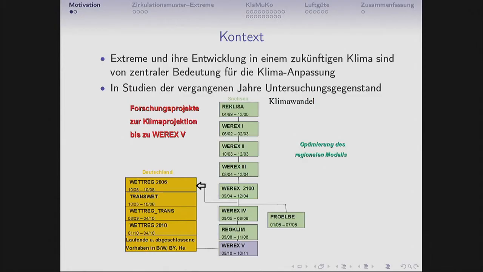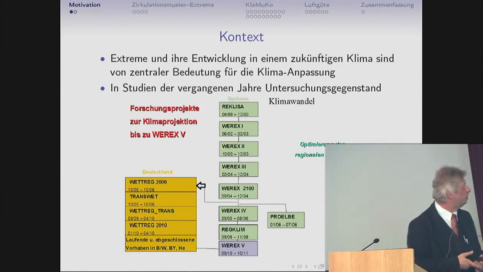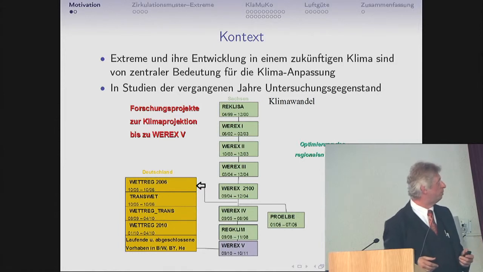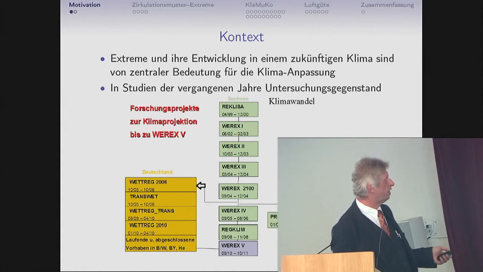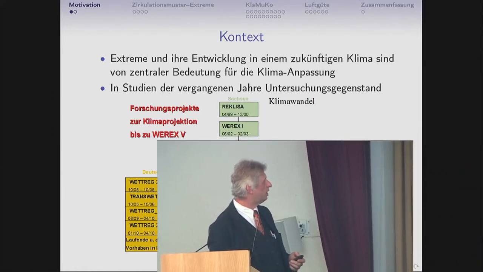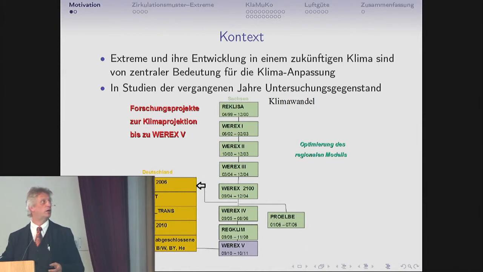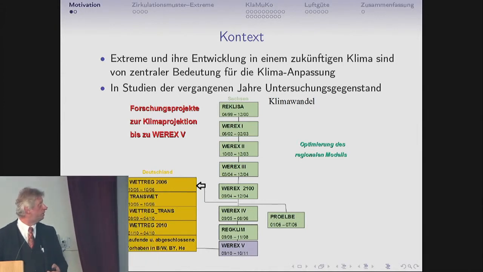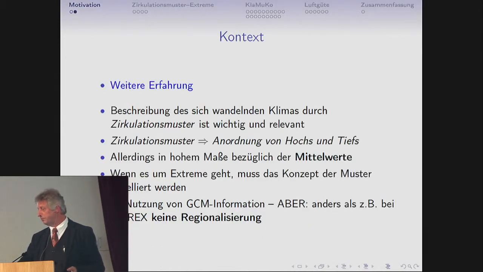the time series starts in 1999, so there is a long row of projects that were always started in Saxony to see what will be about the future climate and what is necessary for climate adaptation and what about future extremes. So this was always the reason for these projects, and it's a long row of projects, and Saxony was always very motivated to have an advance in knowledge.